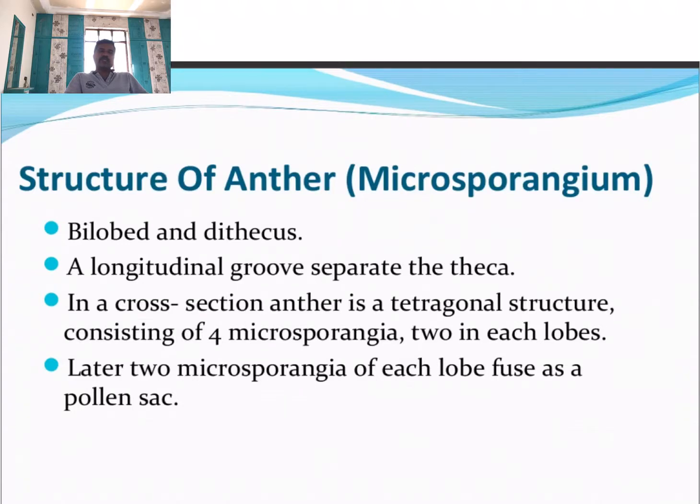Due to this, in cross section the anther looks like a tetragonal structure consisting of four microsporangia, each lobe having two microsporangia. When mature, the two microsporangia of each lobe fuse and form one pollen sac-like structure. Due to this, the anther is called bilobed and dithecous.